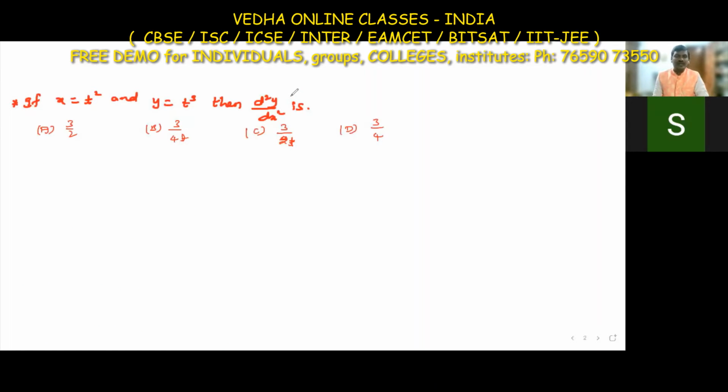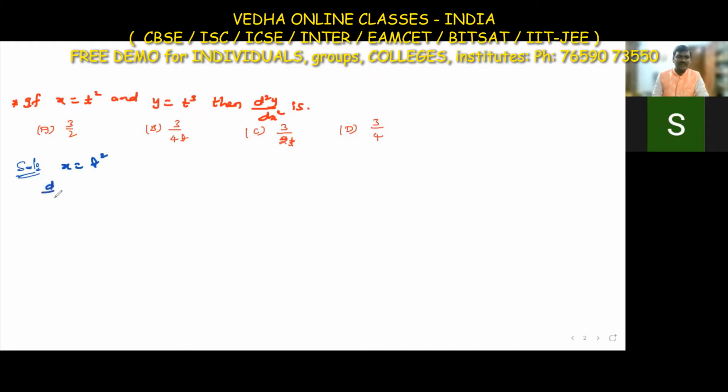Here this is a parametric equation. If x is equal to t square and y is equal to t cube, then what is d square y by dx square? So what is given here? X is given. X is equal to t square.